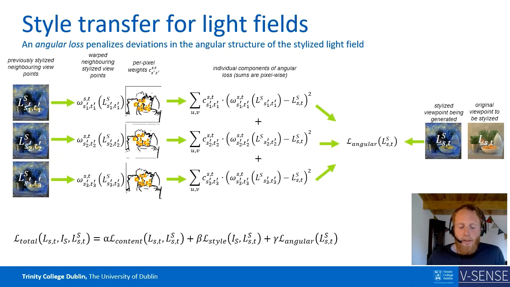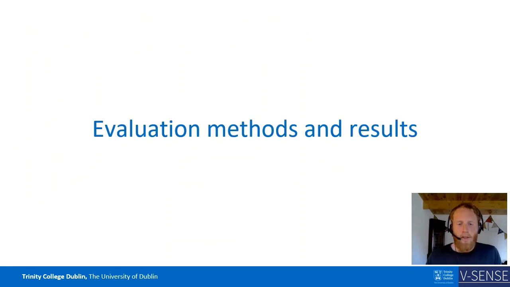This is repeated for each previously stylized neighboring viewpoint and the results summed to get the total angular loss for the current viewpoint. Finally, to stylize a light field view L^ST, we first initialize it according to the method laid out on the previous slide. We then use gradient descent to iteratively update the stylized view so as to minimize the total loss function shown here, where the content and style losses are as previously mentioned. Together, our new initialization method and angular loss function help to preserve the angular structure of the light field during the stylization process. Next, we'll look at evaluation methods and results.